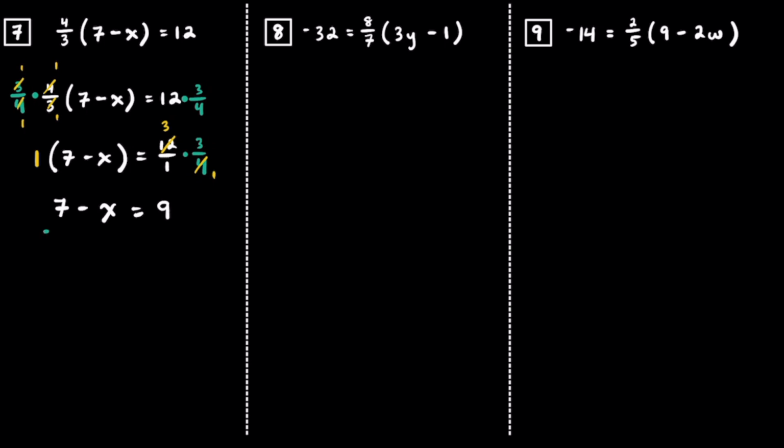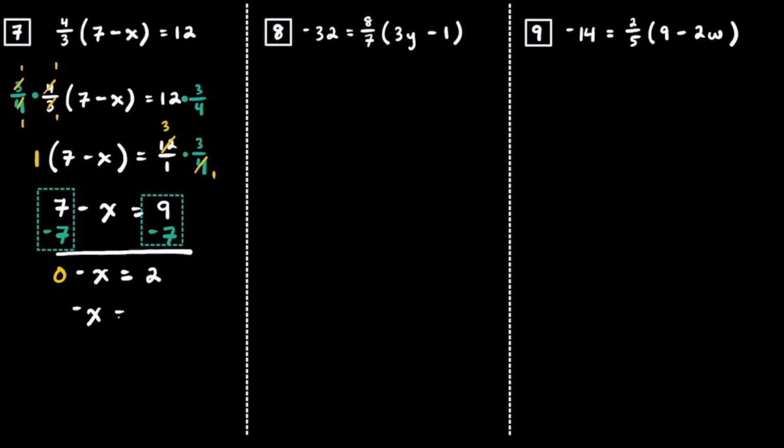So now we have a two-step equation, and to solve this, let's try to isolate x, and first we're going to subtract 7 from both sides. On the left side, 7 minus 7 is going to be 0, so we'll have 0 minus x. And on the right side, 9 minus 7 is going to equal 2. We can go ahead and drop that 0, and we have negative x is equal to 2.